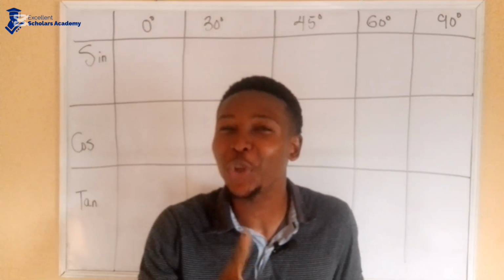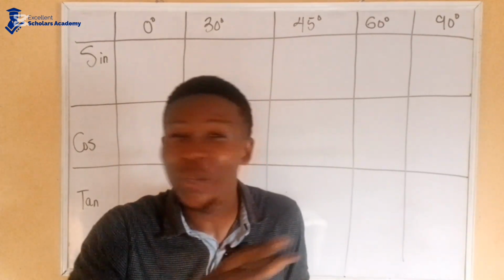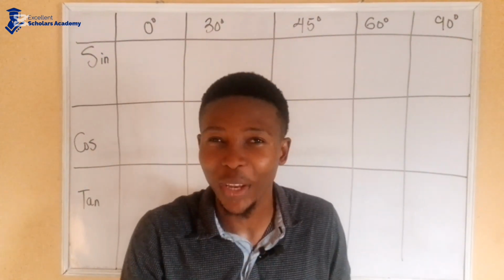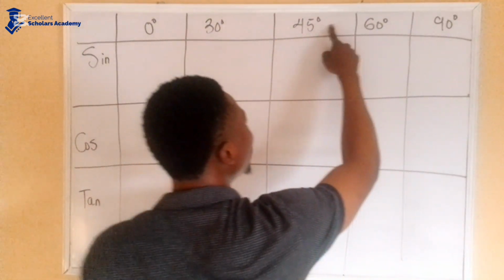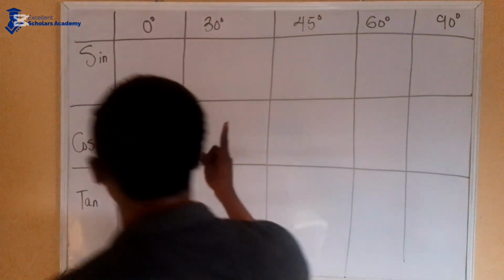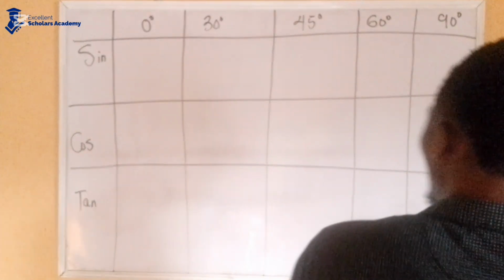Scholars, today I'm going to show you how to get your trigonometric table values without a calculator or having to cram them. Now let's go straight to that. These are 0 degrees, 30 degrees, 45 degrees, 60 degrees, 90 degrees, which are all special angles. This is sine, this is cos, this is tan. Now how do we get this easily? What do you do first?